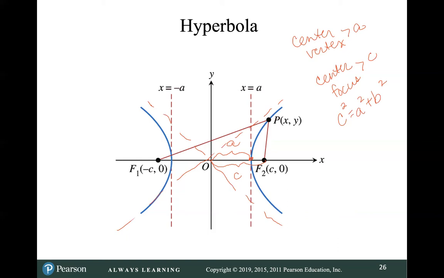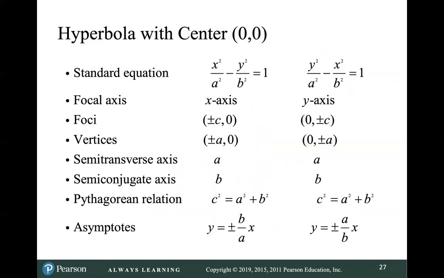Okay. We have our table of formulas. If our hyperbola is centered at (0, 0), then we don't have h and k yet. So we have x squared over a squared minus y squared over b squared equals 1. Notice that's an x minus y, so what that means is that our hyperbola is opening sideways. That x is our focal axis. Then y squared over a squared minus x squared over b squared means that our hyperbola is opening up and down, where y is our focal axis.